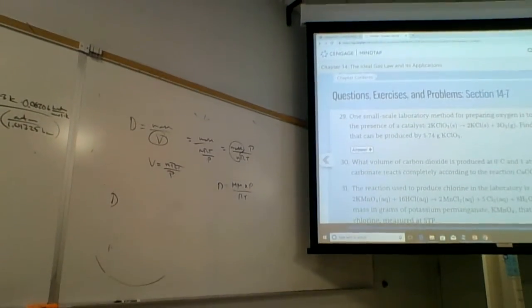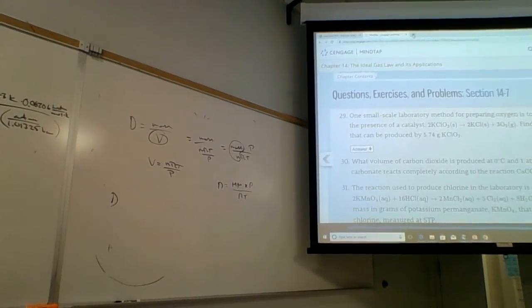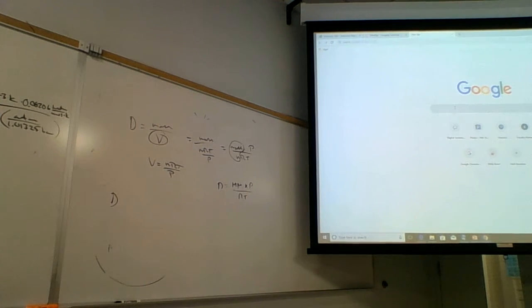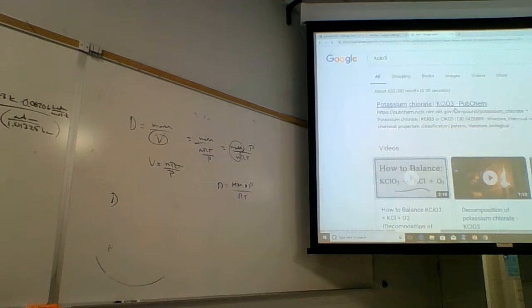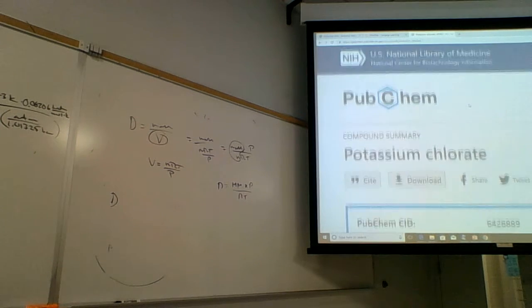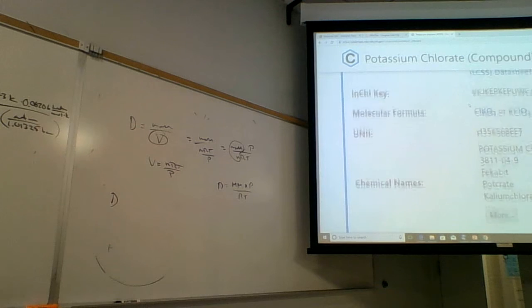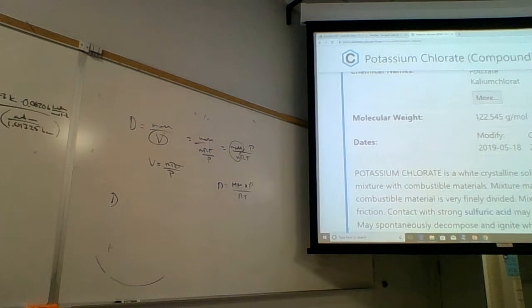You know what, I'm not going to calculate the molar mass of KClO3. I know how to do molar mass calculations, so I'm just going to look up the molar mass of KClO3. Find it here. The molecular weight was 122.545. And so the equation is this: 2 KClO3 decomposes into 2 KCl plus 3 O2 gas.